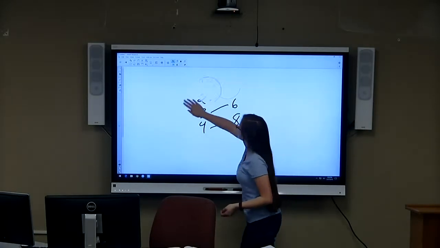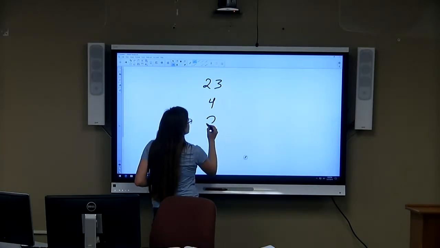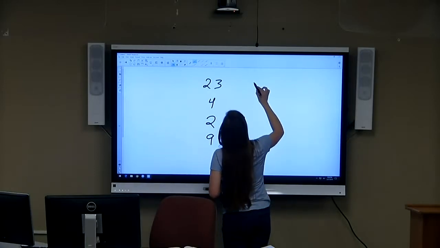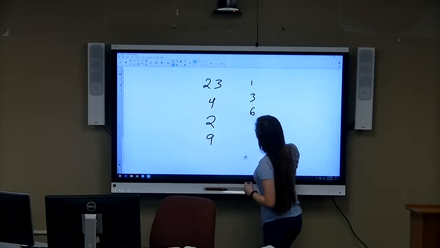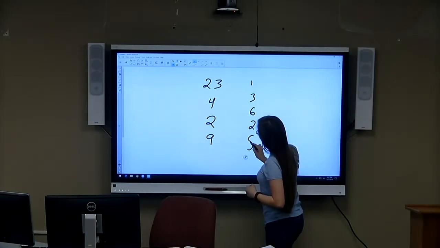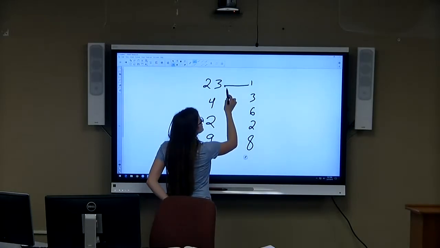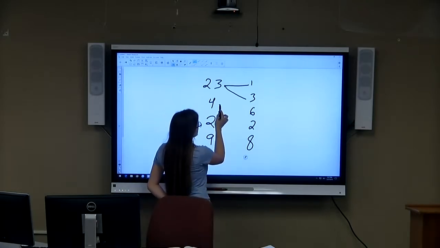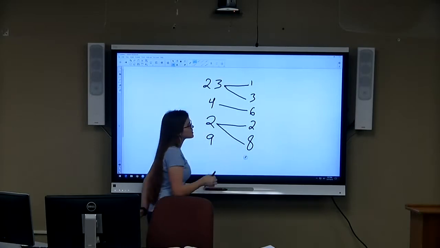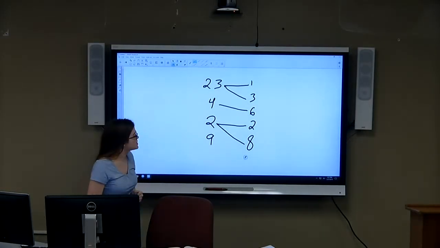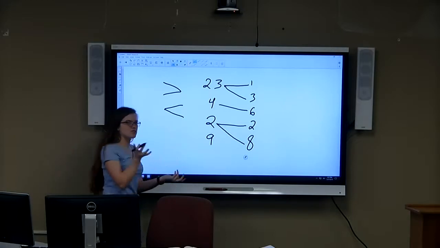However, if I was to take 2, 3, 4, and 9, and then take 1, 3, 6, 2, and 8 over here, I cannot say that 2 will give me 1 and give me 3. I cannot say that 4 will give me 6 and 2 will give me 2, but then 2 will also give me 8. You see what I'm saying? It's okay if it's this way, but not if it's this way.